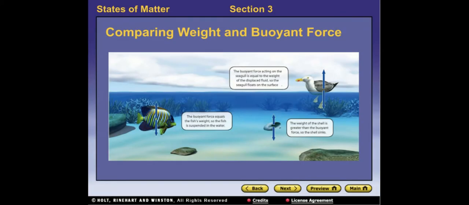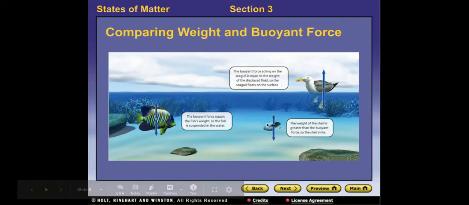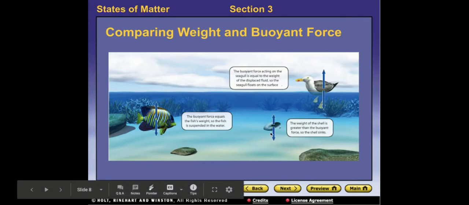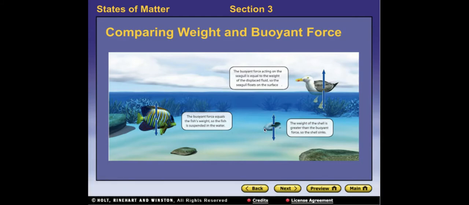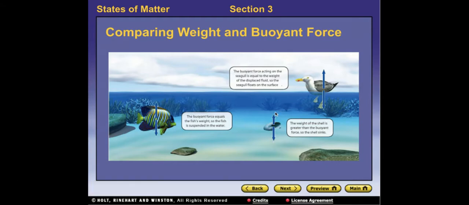And so looking at this picture, there are some different things going on. First off, you have this shell that has sunk to the bottom, so it doesn't float at all. When something sinks all the way to the bottom of a lake or whatever you're talking about, the weight is greater than the buoyant force. So for the shell, if the weight is greater than the buoyant force, then it will sink.